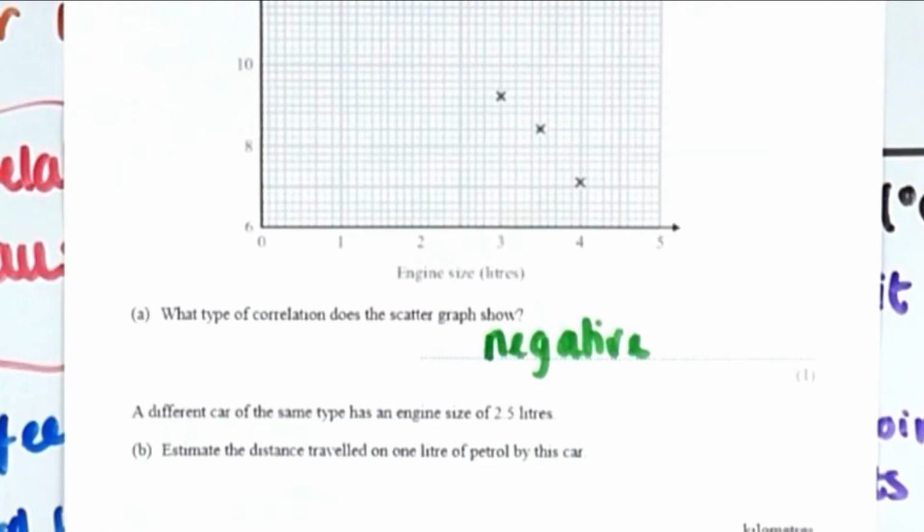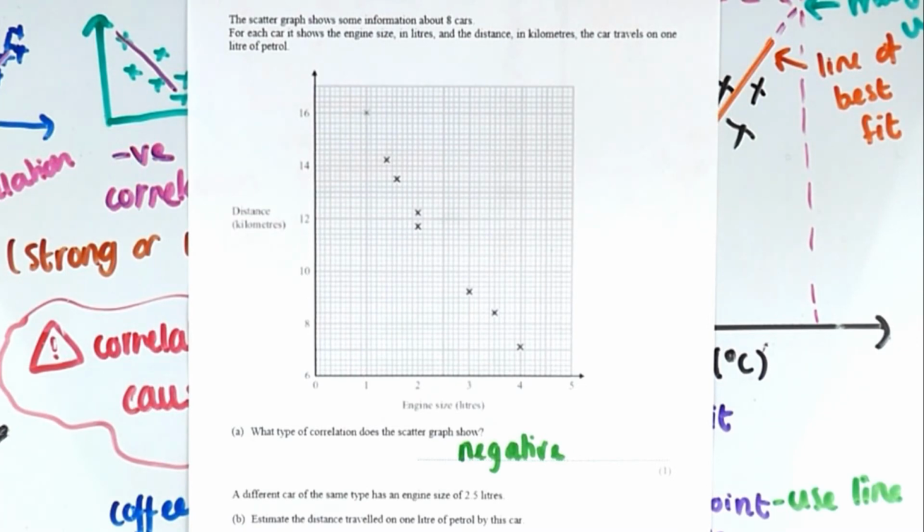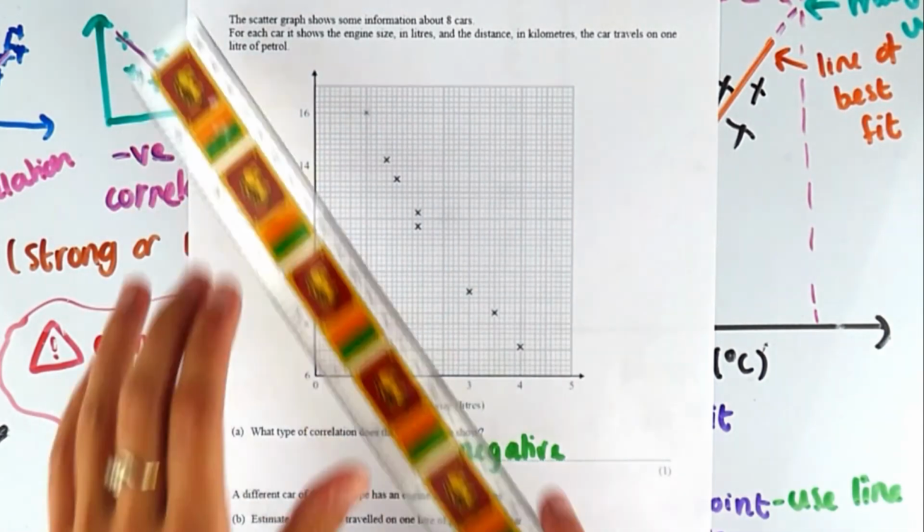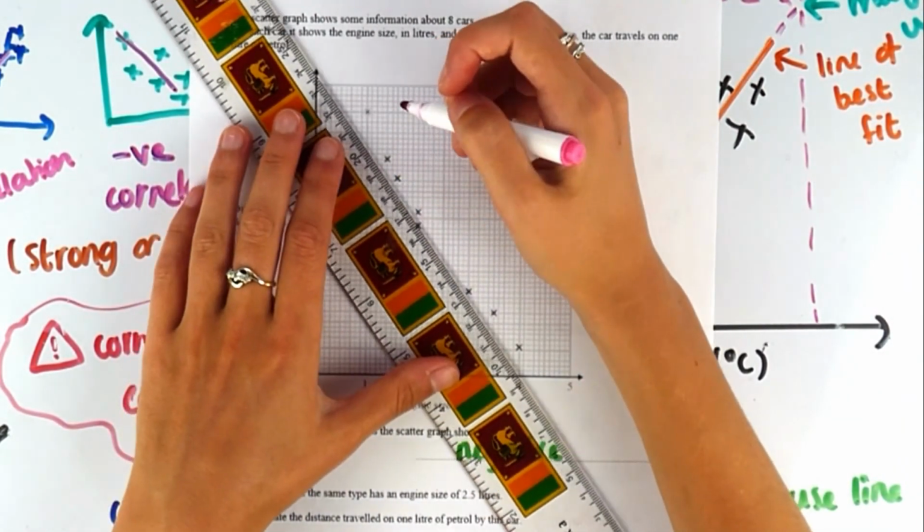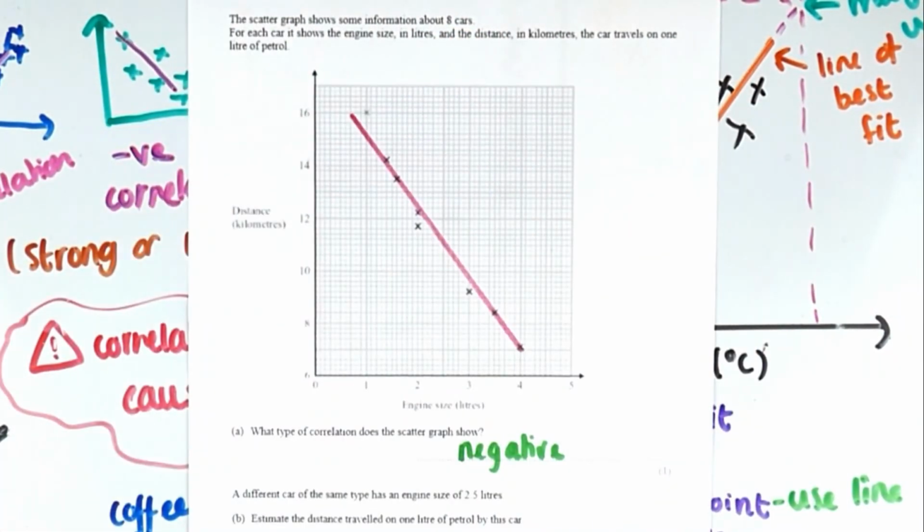Next part says, a different car of the same type has engine size 2.5 litres. Estimate the distance travelled on 1 litre of petrol by this car. So this is interesting because it's exactly the same as the last question before, but our previous question gave us a middle step of drawing a line of best fit. So when we have to estimate values that aren't actual data points, we have to draw a line of best fit. So that's the first thing you're going to have to do. So then estimate. That is going to be my line of best fit.